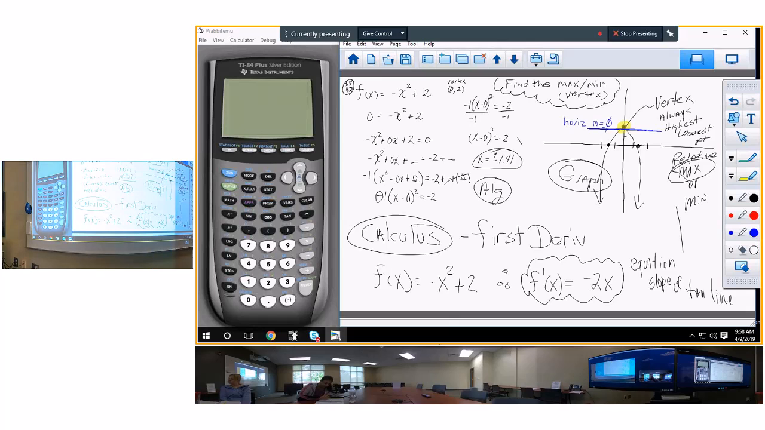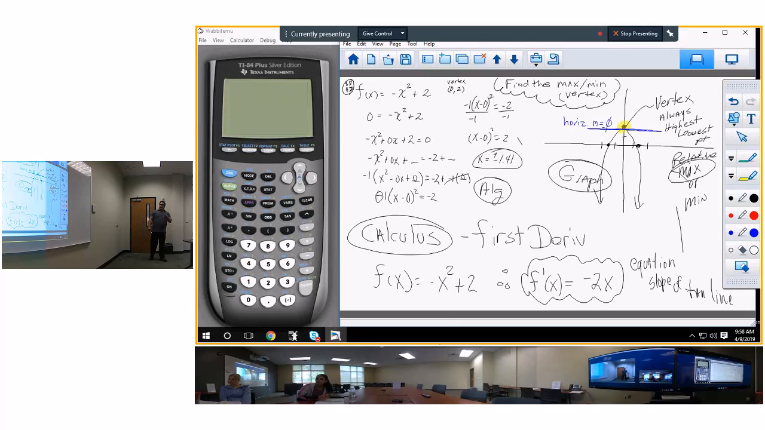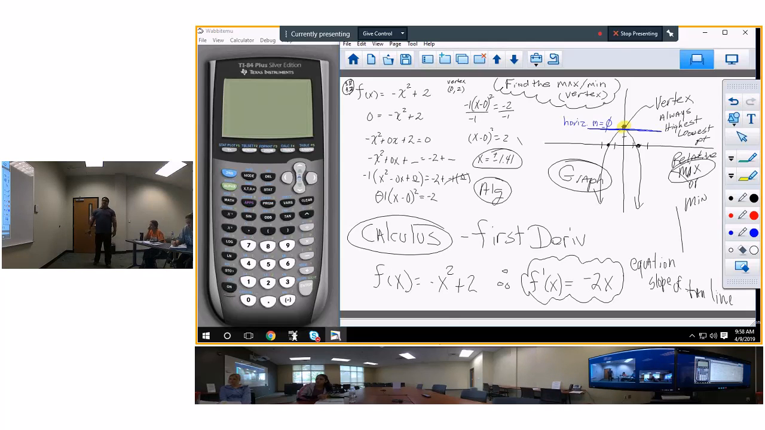So let me ask you a question. Let's say that I have no idea algebraically, and I have no idea graphically. That's not on the board right now. I just got negative x squared plus 2. If I take the first derivative, what am I going to set that derivative equal to find the vertex? 0, because the tangent line at the vertex is always what? M is equal to what?